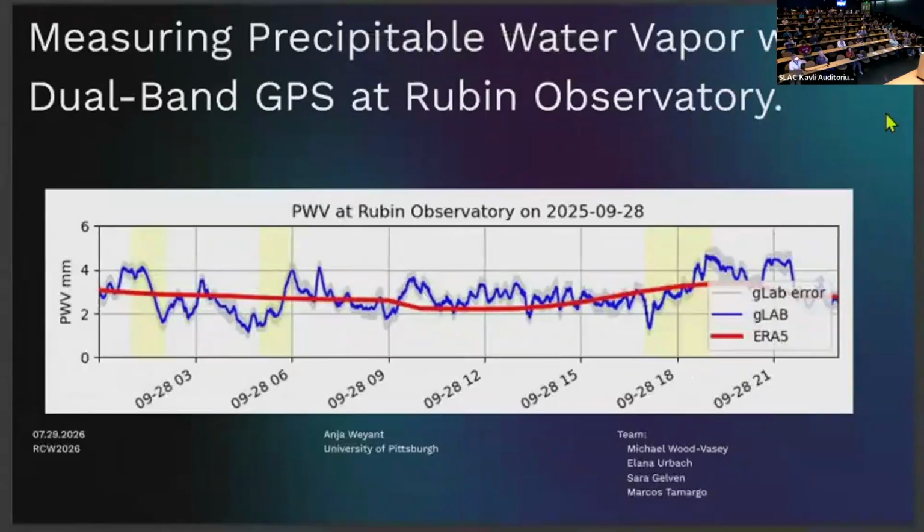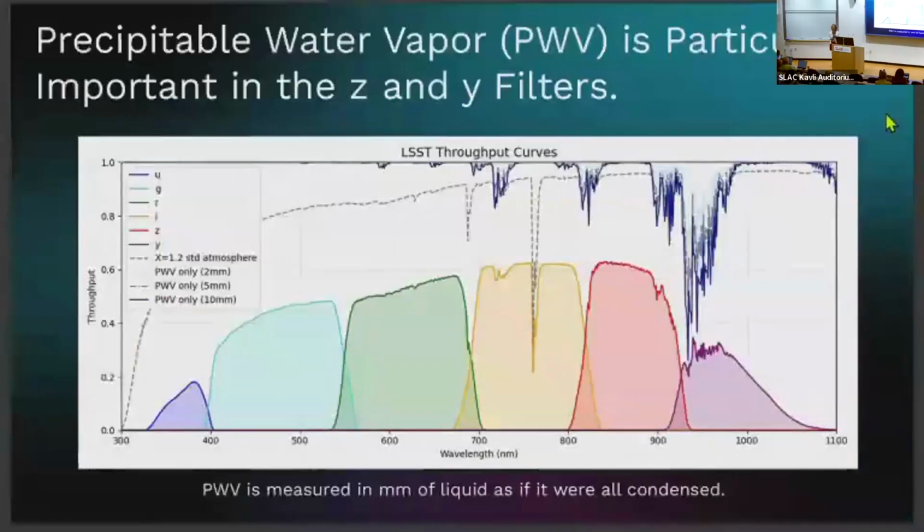Hi, my name is Anya Wyant. I'm a postdoc with Michael Wood-Vasey, and I'm excited to share with you today what I've learned about measuring water vapor with GPS. Precipitable water vapor is particularly important in the Z and Y filters. Water vapor is measured in millimeters of liquid, as if all of the water vapor in a column were condensed along a line of sight.